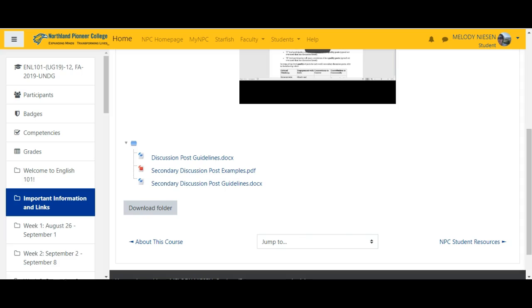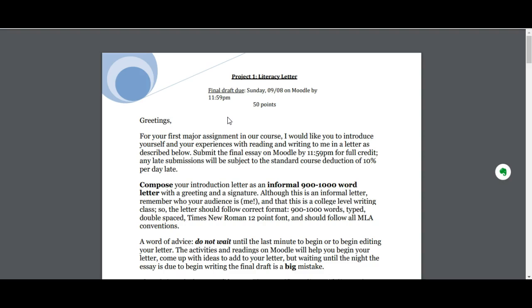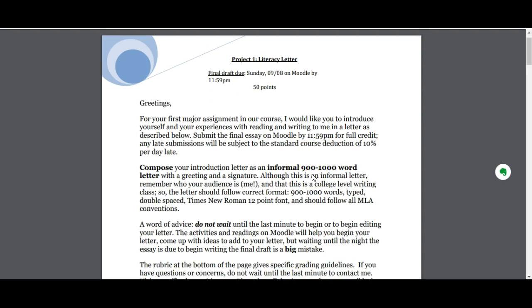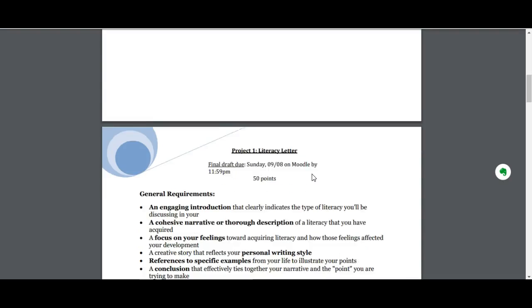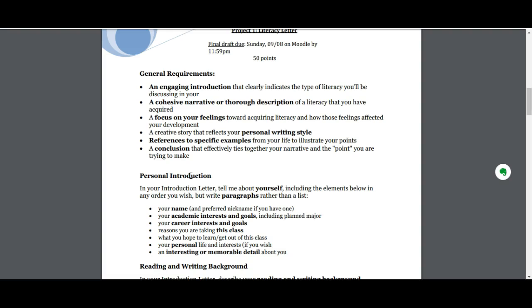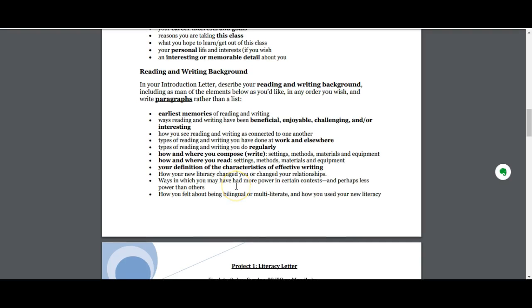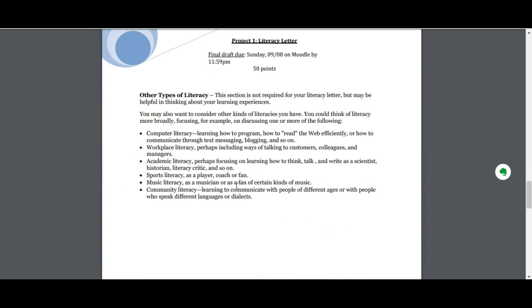So I did say that we would talk about the literacy letter assignment. This is a letter that you will be writing to me in which you introduce yourself a little bit and go through each of these different requirements. So you will need to write a personal introduction, talk a little bit about your reading and writing background. That's where the literacy narrative part comes in. And then you may also want to consider other types of literacy, because certainly there are things like computer literacy, academic literacy. You may have special literacies in your own life that you want to talk about as well.